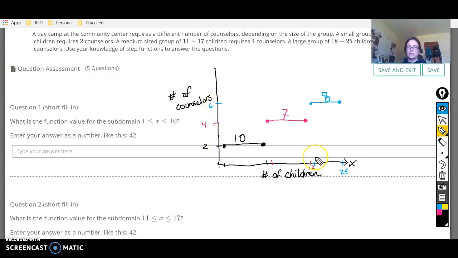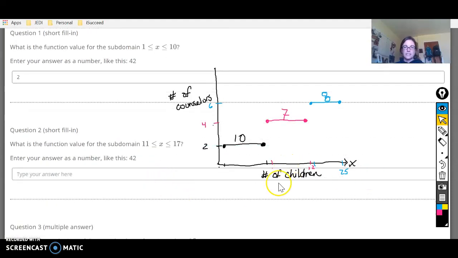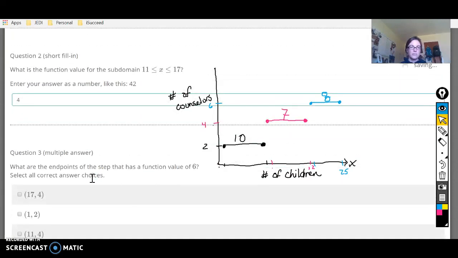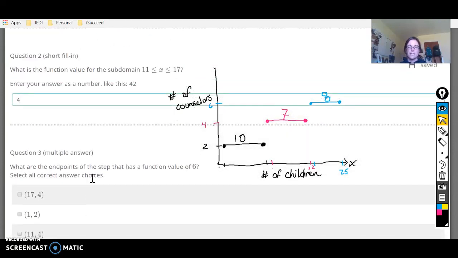but what really means a lot is the number of counselors for each subdomain. So for the subdomain 1 is less than or equal to x, which is less than or equal to 10, my y value, or function, is going to be 2. For 11 to 17, my y value is 4, and for 18 to 25, it's going to be 6.